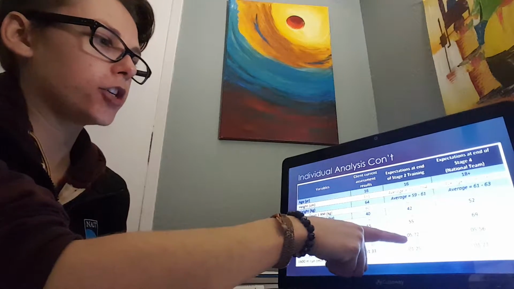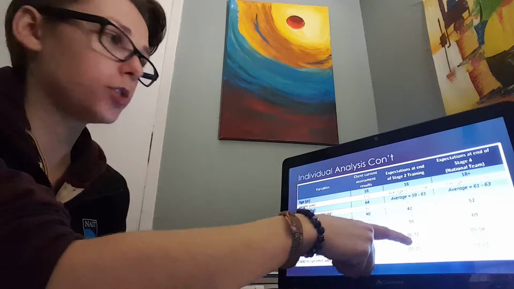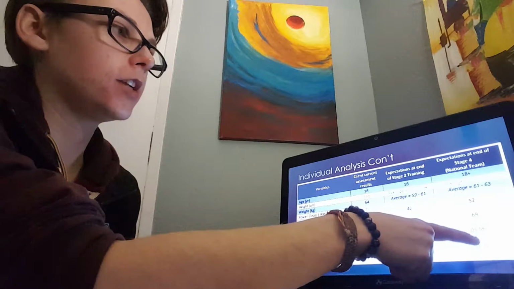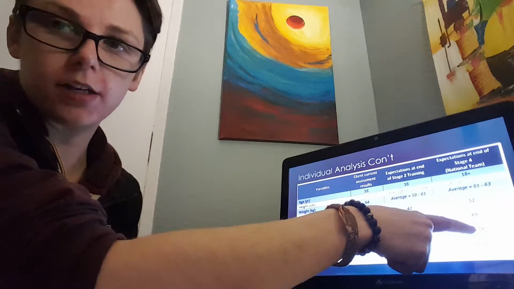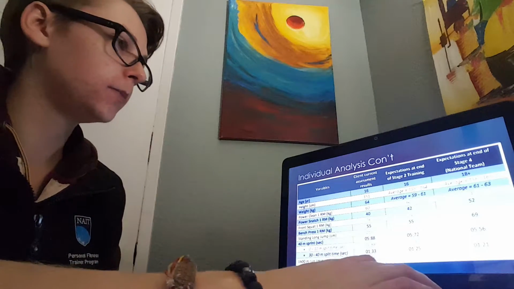Here's the expectation of where she needs to be for an average player at stage 2 training, which is where she's supposed to be. And then the expectations at the end of stage 4 for the national team, which is where she'll get to. But she's not quite here. She's training for stage 2, so that's where she should be right now.